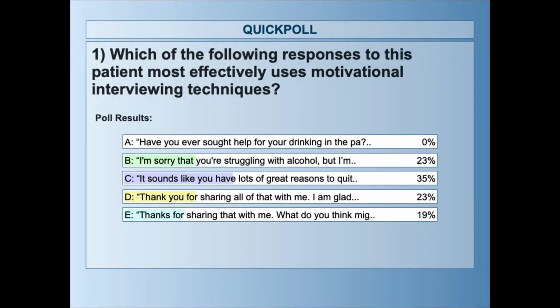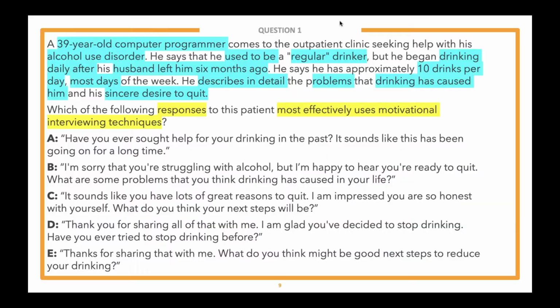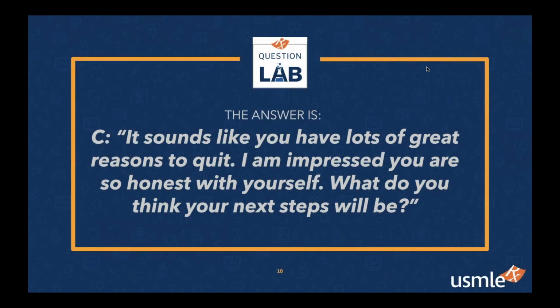It was close, but in first place, we had answer choice C. We had a tie for second place between B and D. So let's take a look and see what the correct answer is. And the correct answer is C.